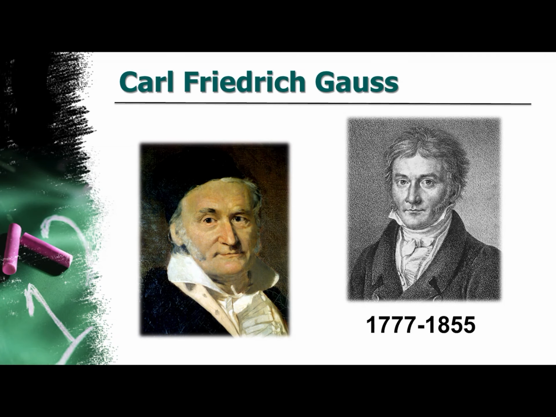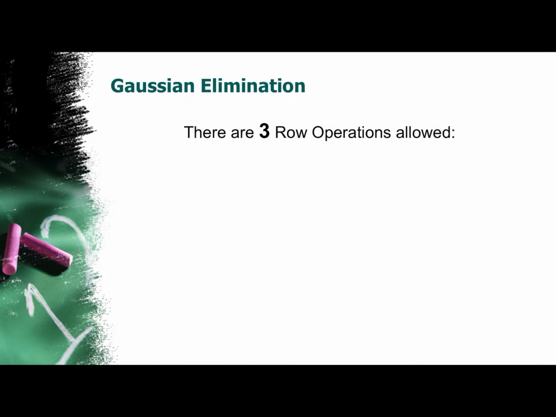All right, so first we're going to talk about a method of solving systems using matrices that was developed by Carl Gauss. He was a great mathematician. In fact, he was kind of famous even as a child. He was a brilliant mathematician, and we'll talk about him a little bit later in chapter 8. But this is called the Gaussian elimination.